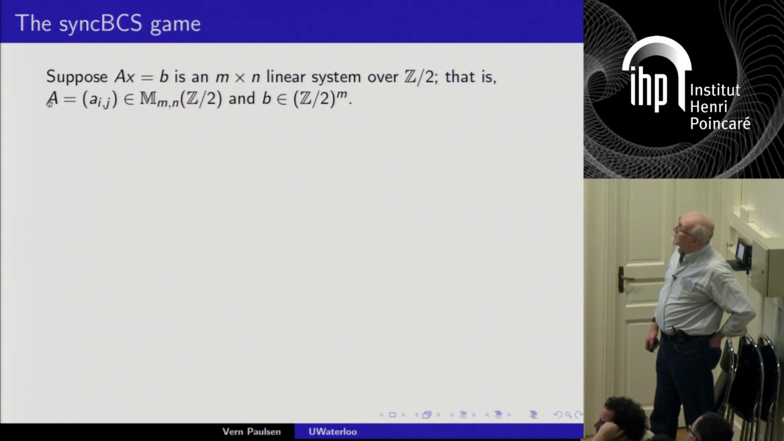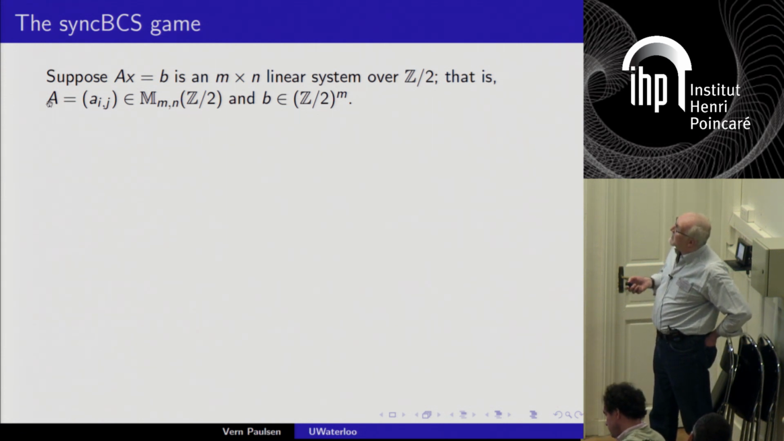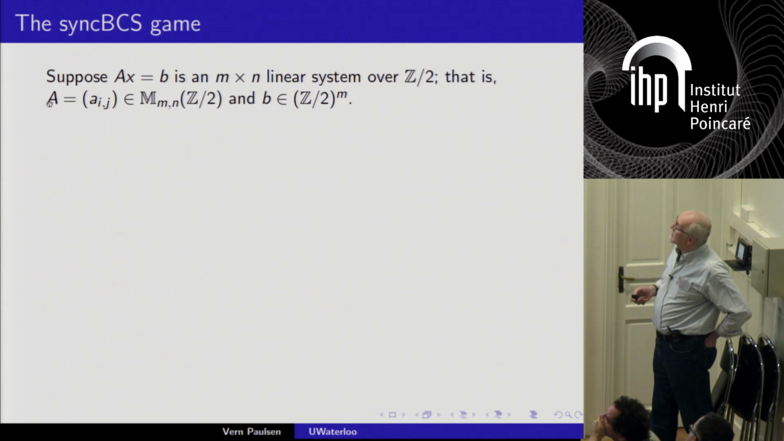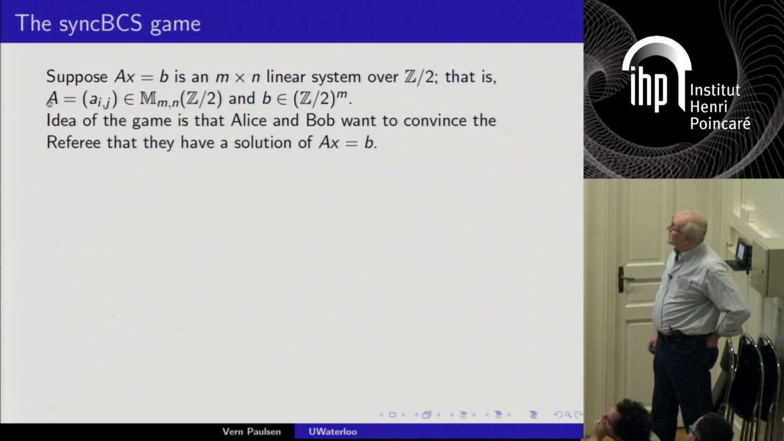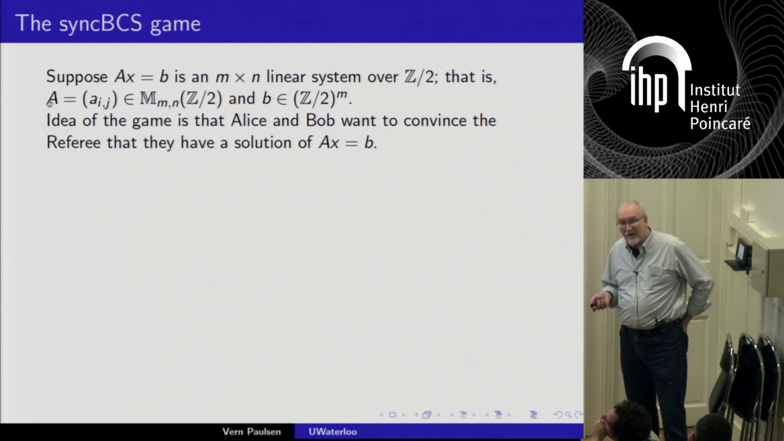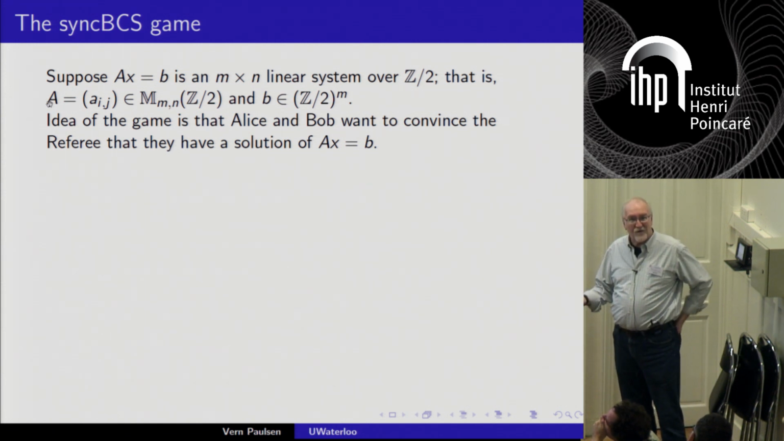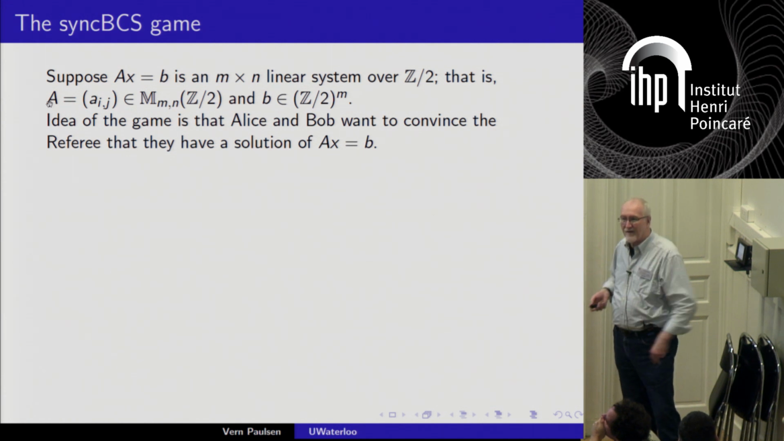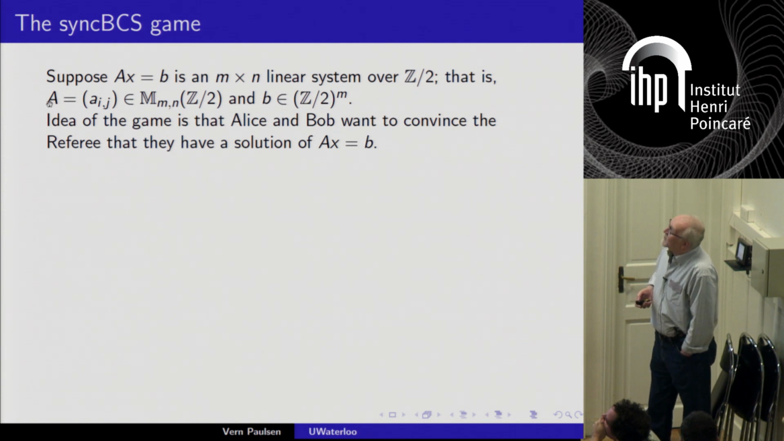So in both of them, you're starting with a system of linear equations over Z2. So you've got some M by N matrix, and you'd like to try to solve AX equals B. And the idea of the game is that Alice and Bob want to play a game so that they convince a referee that they have a solution to the equation. Now, the game turns out to be boring if there actually is a solution, because that's when there's a deterministic strategy, and their answers are just to keep giving information about the vector x that is the solution. But it's interesting when there's not a solution.